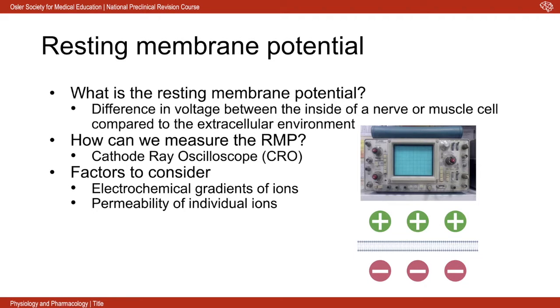The diffusion of these ions is really dependent on the electrochemical gradients, as well as the permeability of the plasma membranes to individual ions. The movement of only a small proportion of these ions will cause a significant difference in the membrane potential. And this is important to bear in mind, not only for resting membrane potentials, but also action potentials, which are covered later.